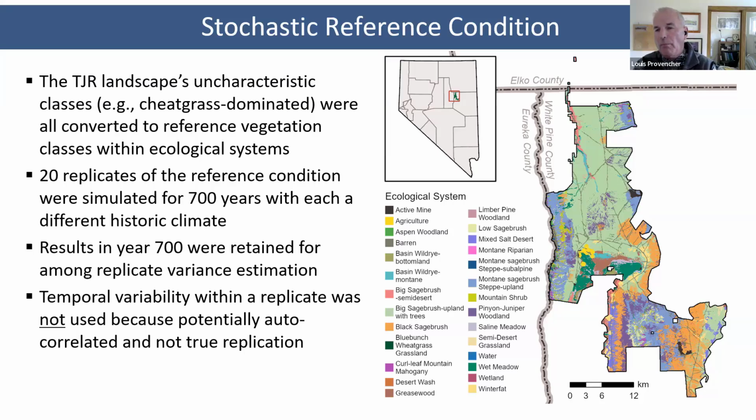So everything that was a mine, a road, or cheatgrass was converted to the most likely pre-settlement vegetation system and class. I simulated this in SDSim for 700 years, 20 replicates of the reference condition, the spatial reference with wind direction, topography, fire spread, the whole nine yards. So all the realism you can do. Which means that the spatial reference condition will change in space, depending on obstacles, natural fuel breaks and things like that. And the temporal variability was climate.